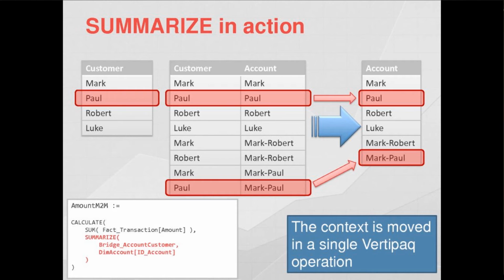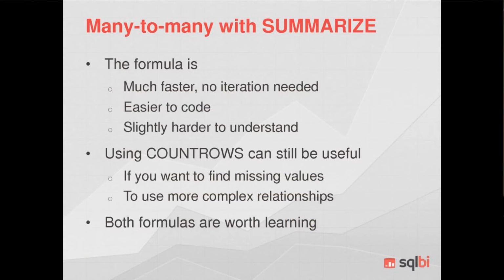So the good point of many-to-many used with summarize is that the formula is much faster. There is no iteration at all. It's easier to write. You don't have to write all those lines and greater than 0. It's just a summarize, and it's a very easy pattern. Slightly harder to understand.